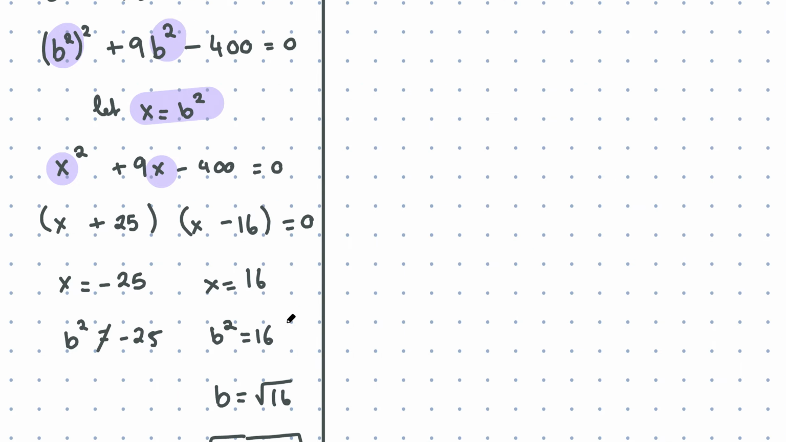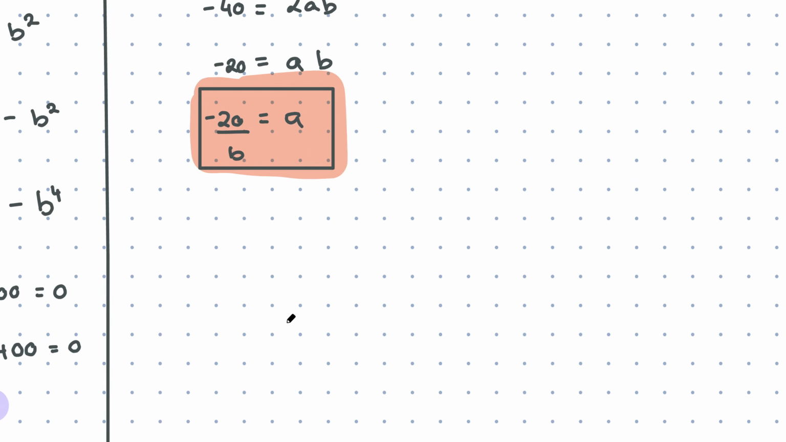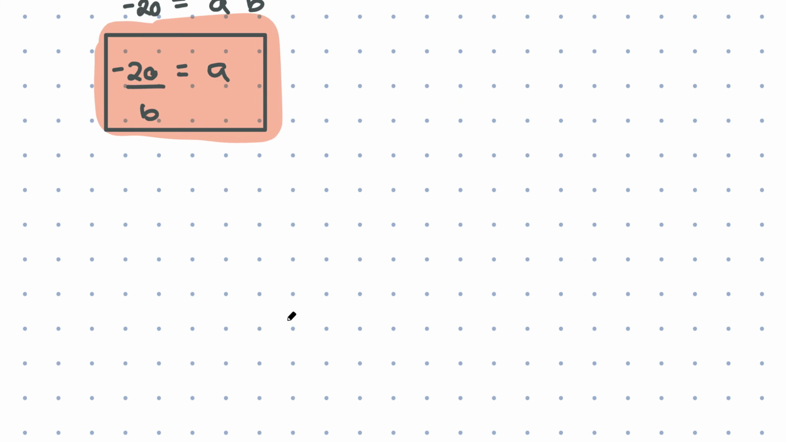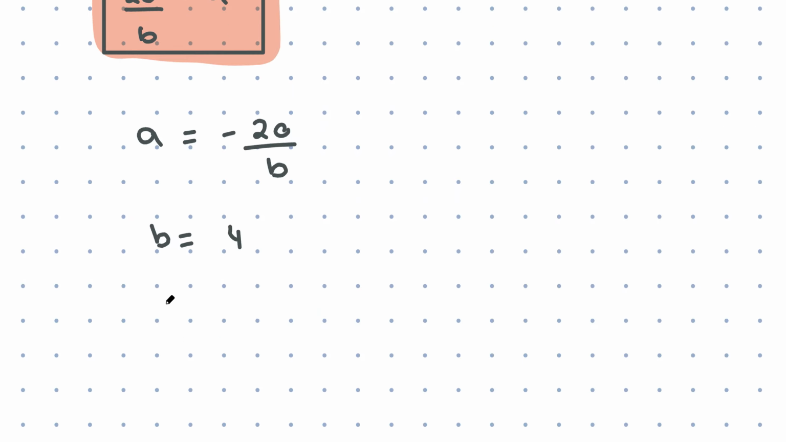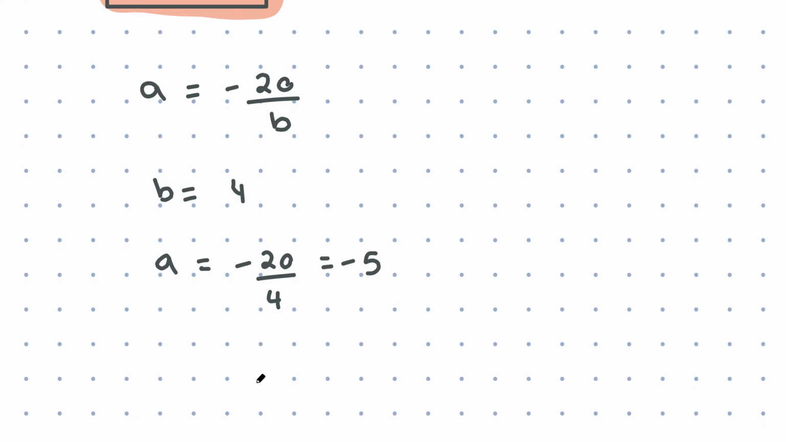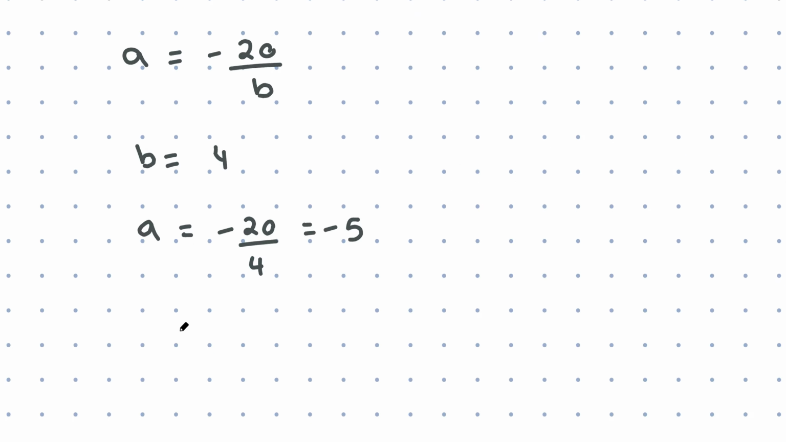Once I have b, then what I can do is go back to my equation that had a in it, which was this guy, and I'm going to say that a is equal to minus 20 over b. I now know that b is equal to plus or minus 4, so let's do the positive 4 for this one. If b is equal to positive 4, then a is equal to minus 20 all over 4, so I get minus 5. And then writing that out in the form a plus bi, I'm going to have minus 5 plus 4, and then remember it was a plus bi.